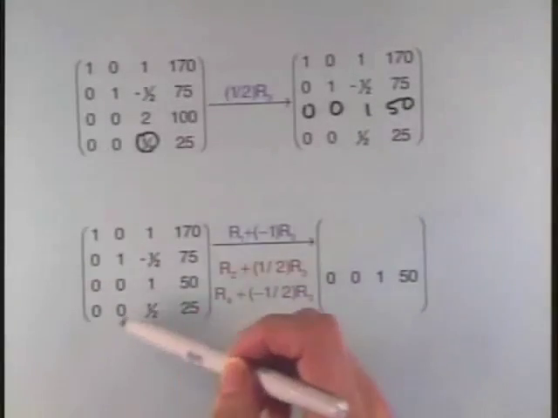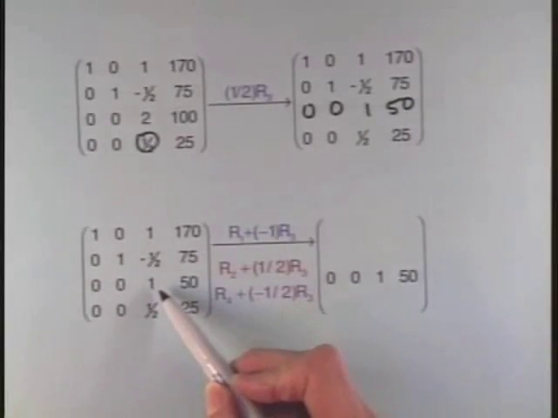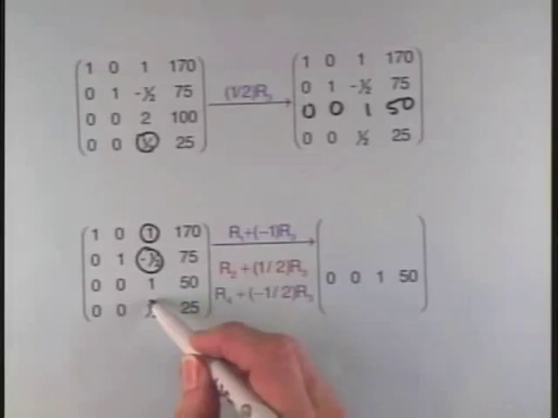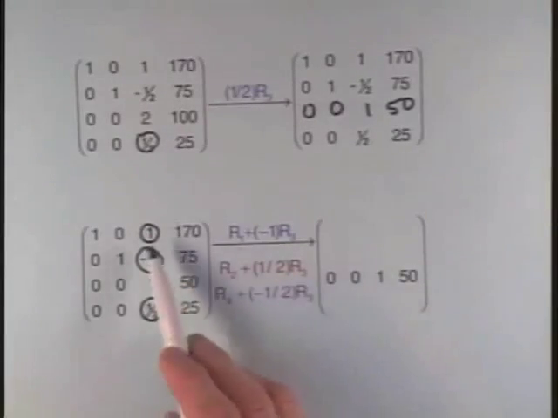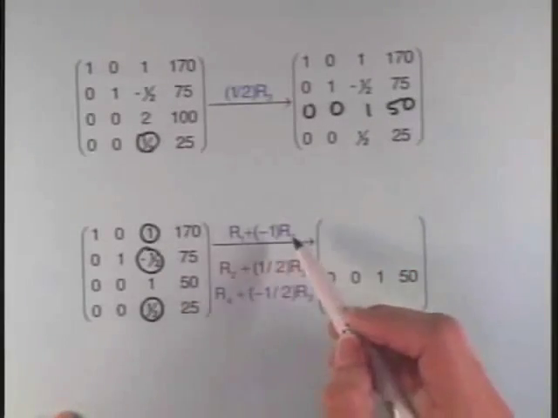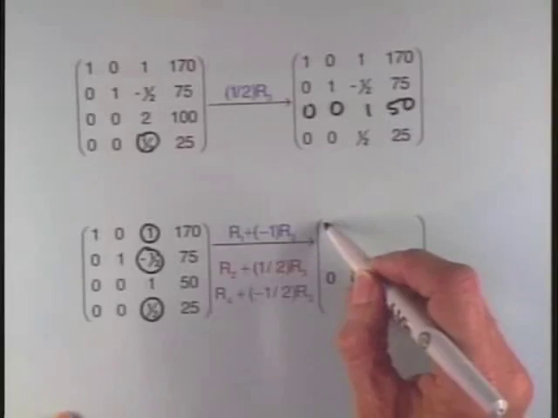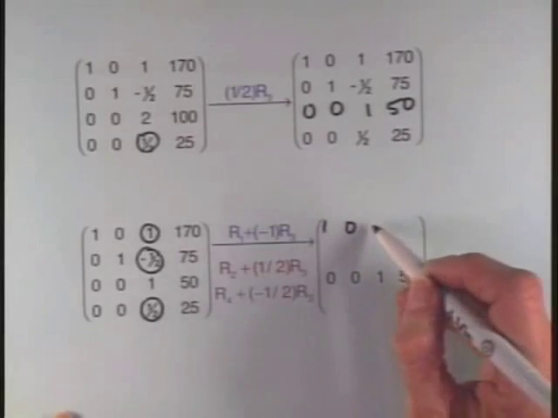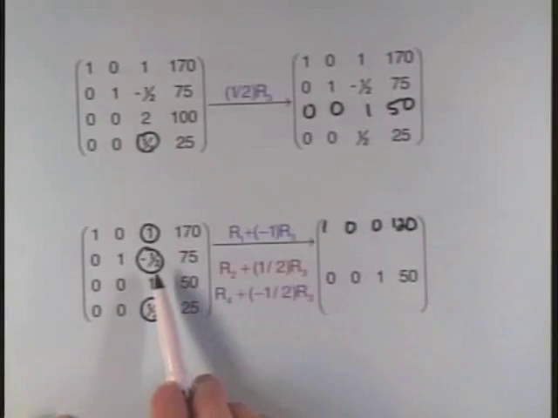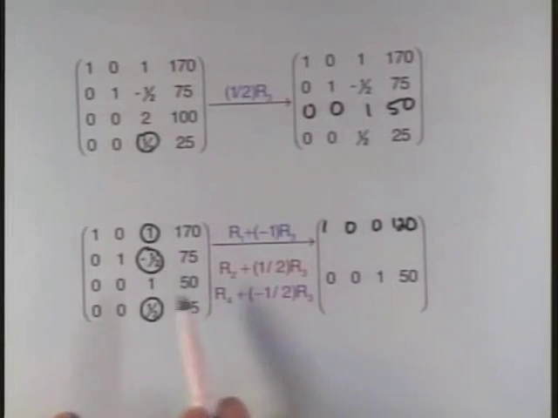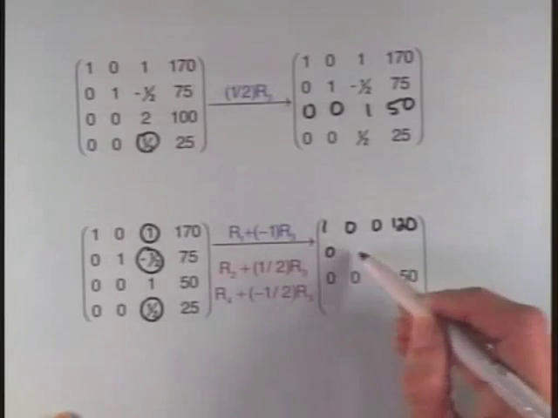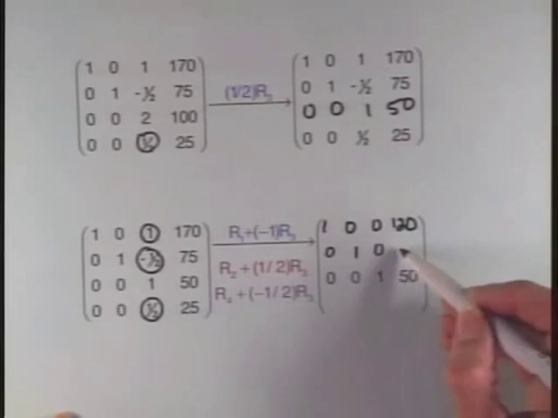We now have our first 2 columns fixed and the leading 1 in the third row, so we need to get zeros above it and below it. To get the 1 to be a 0 in the first row, we'll take row 1 plus negative 1 row 3, gives us 1, 0, 0, 120. For the negative 1/2 to be a 0 in the second row, we'll take row 2 plus 1/2 row 3, gives us 0, 1, 0, 100.